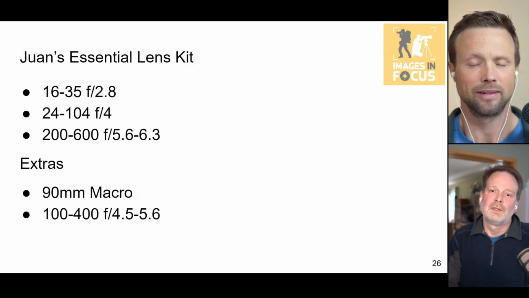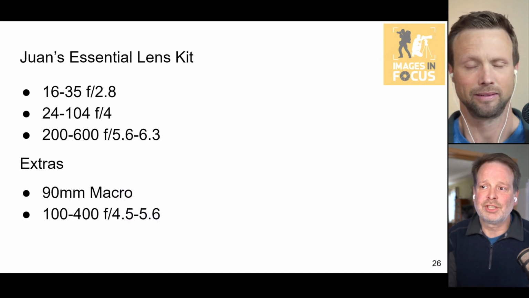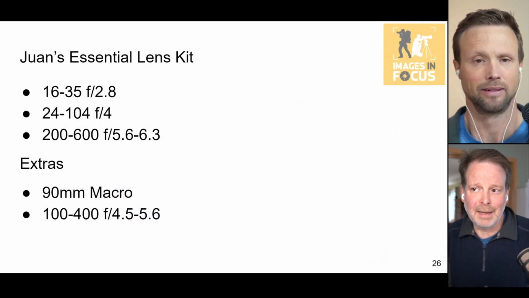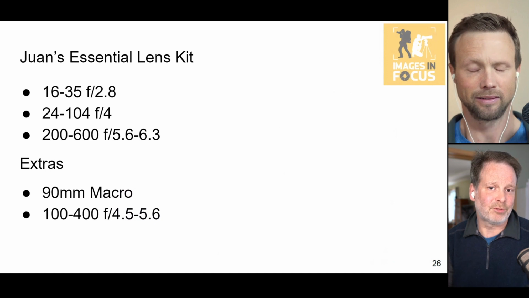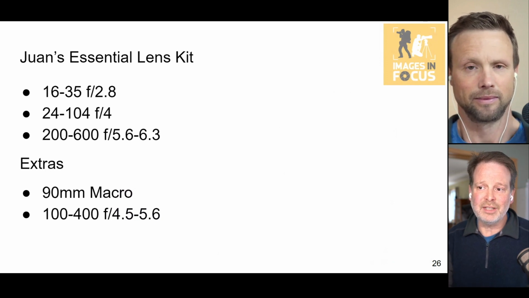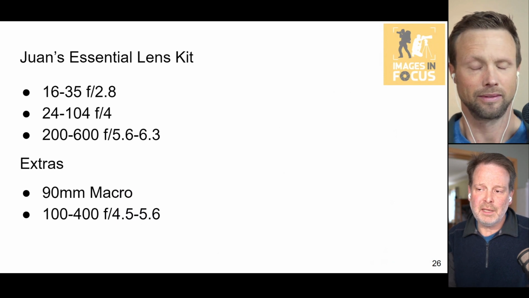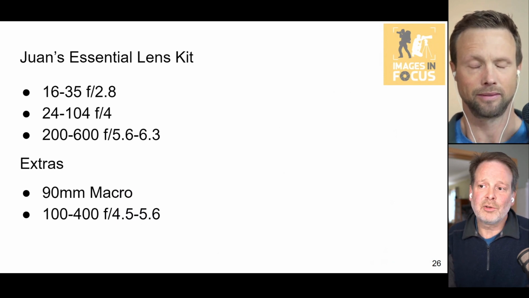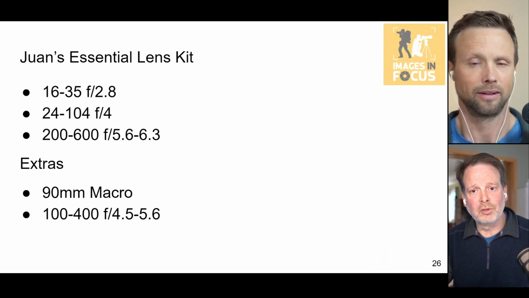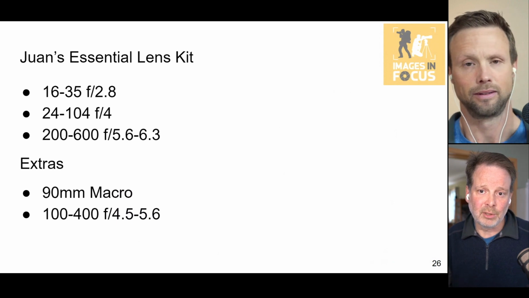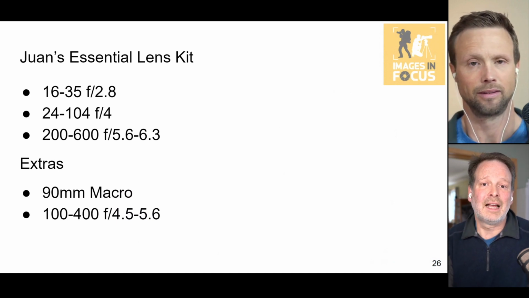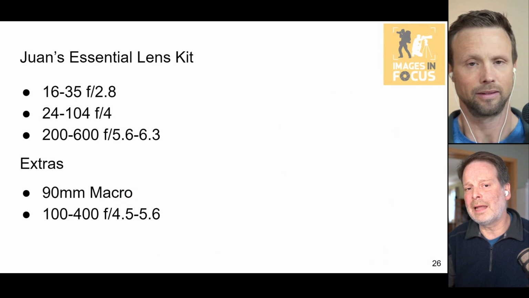Okay, so having said all this, I want to share with you my essential kit, as well as the extra lenses that I carry. And you'll see that almost all of my lenses are zoom lenses. For me, I use a 16-35 f2.8 on the wide end of my spectrum. And that's really the only lens I have on the wide end.